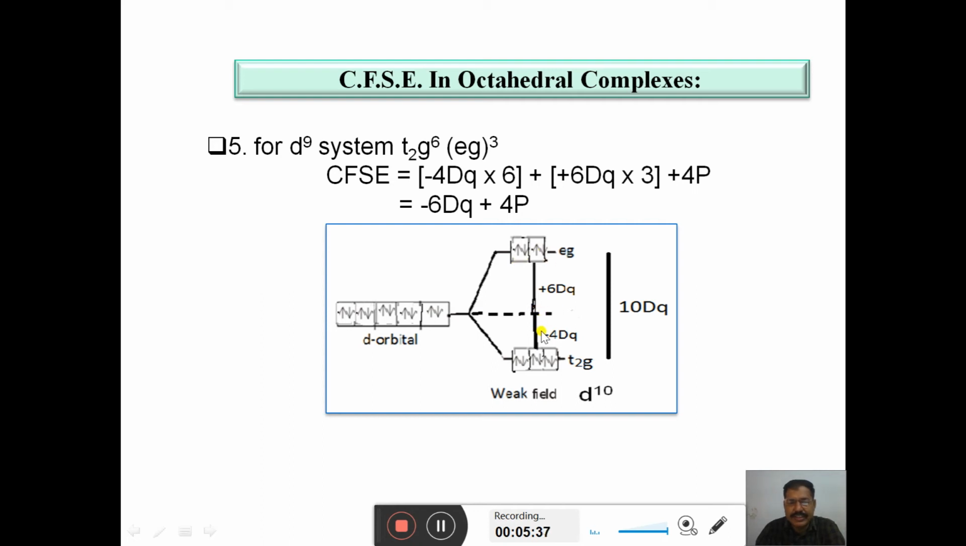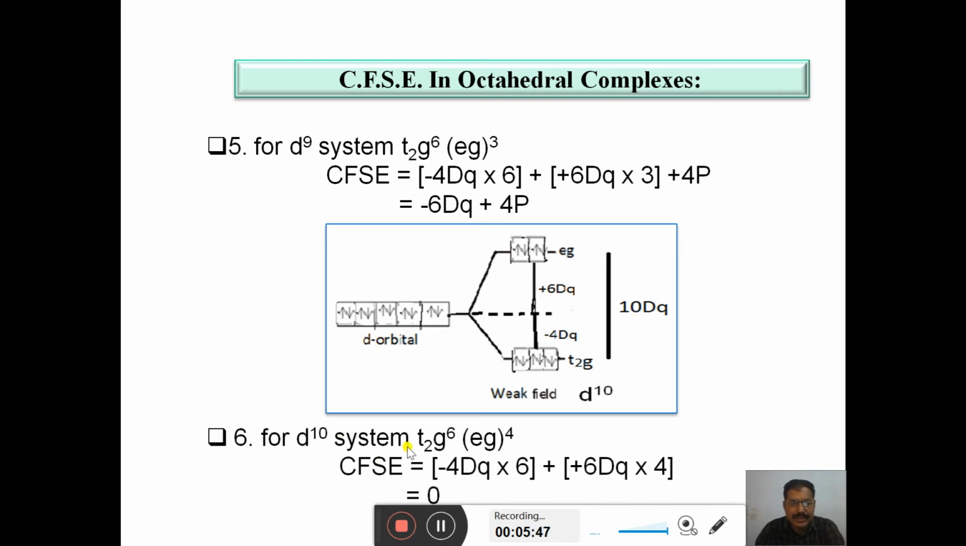So this is the energy difference, minus 4 Dq, and above the average energy level again plus 6 Dq. The total difference is the 10 Dq value. Then CFSE is equal to t2g6 eg4. CFSE is equal to minus 4 Dq into 6 electrons from this level, plus 6 Dq into 4 electrons from the eg level, and that comes to be equal to 0.